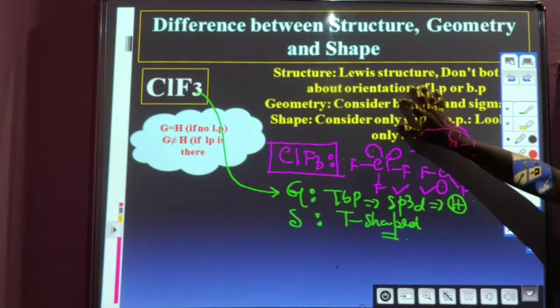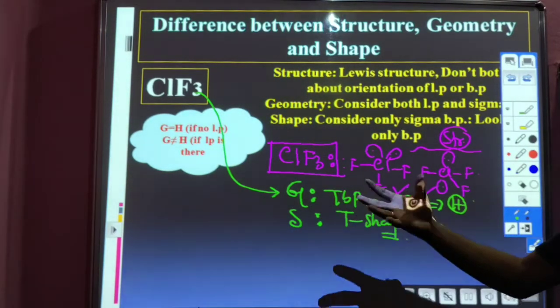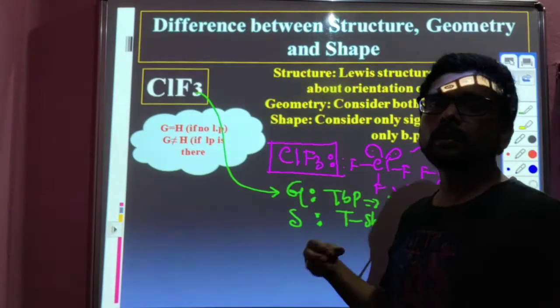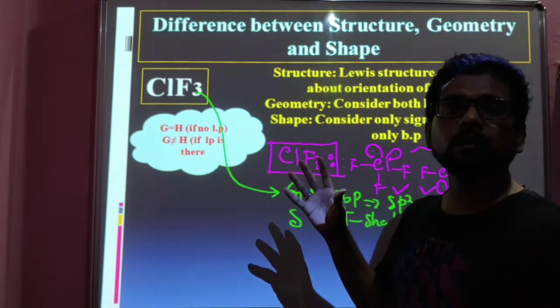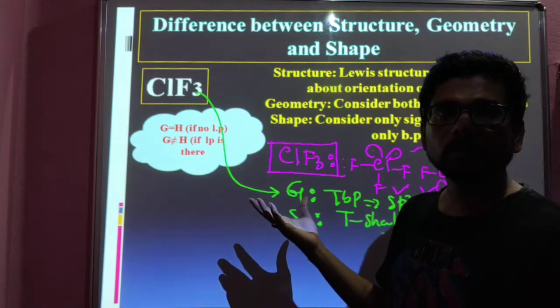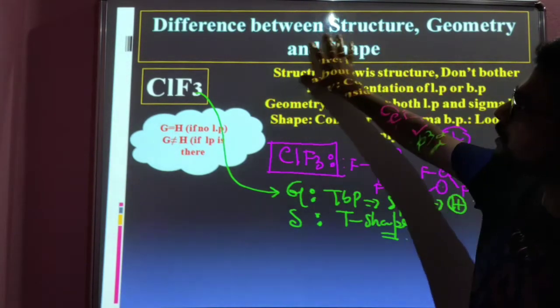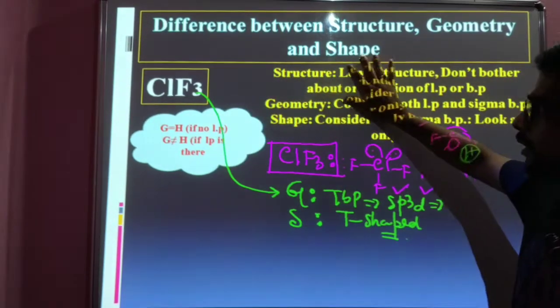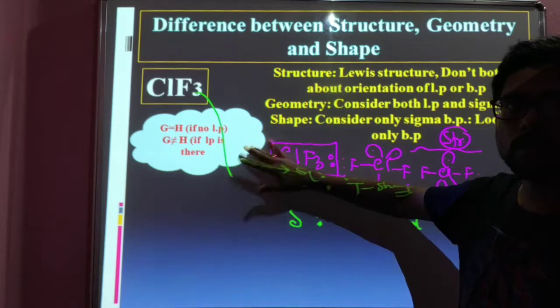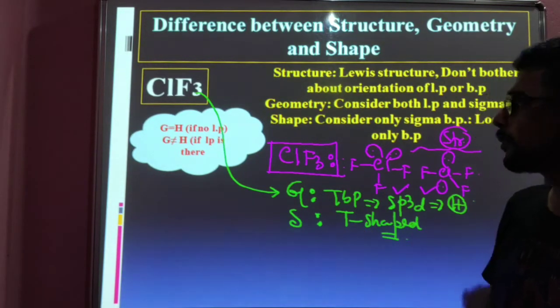If you understand this one, we will now discuss one by one the different hybridizations, different structures, different shapes, and different kinds of geometry. Please try to understand this one very well, then only in the next slide it will be very clear to you.